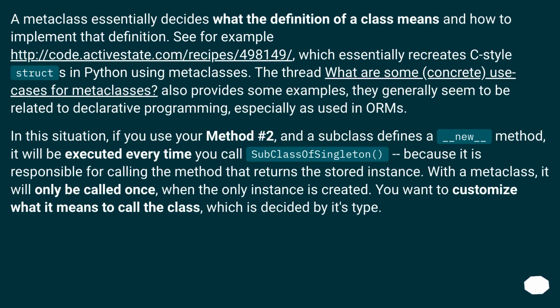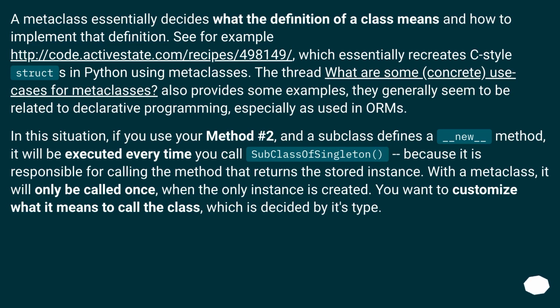See for example this URL, which essentially recreates C-style structs in Python using metaclasses. The thread "What are some concrete use cases for metaclasses?" also provides some examples. They generally seem to be related to declarative programming, especially as used in ORMs.